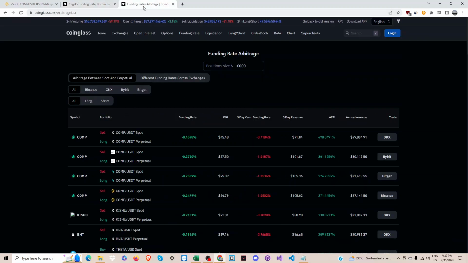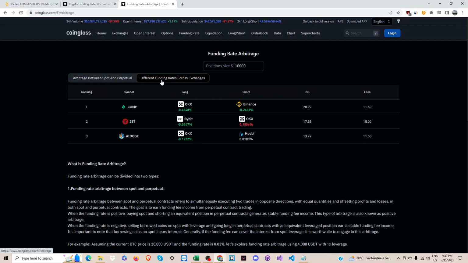Let's go back to this page, because this page does two things. The first one is it tracks the funding rate within an exchange between the spot and perpetual, but also it compares the funding rate between exchanges. Like we said before, we can long OKX with the comp coin and short. Then we could expect a profit of $20.92 with a position of 10,000.